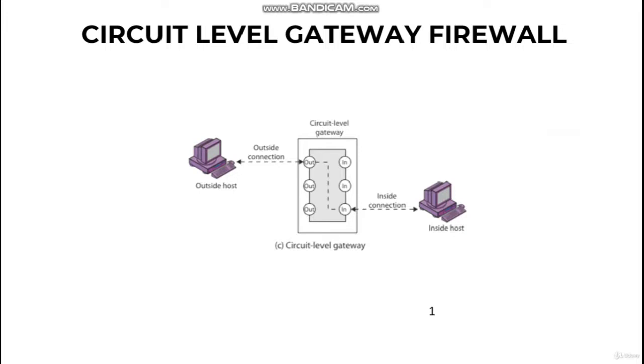Next is the circuit level gateway firewall. Circuit level gateway firewalls are similar to application gateways, but are more secure and generally implemented on high-end equipment. These types of firewalls also employ user authentication, but they do so earlier in the process. With an application gateway, first the client application is checked to see if access should be granted, and then the user is authenticated. With circuit level gateways, authenticating the user is the first step.